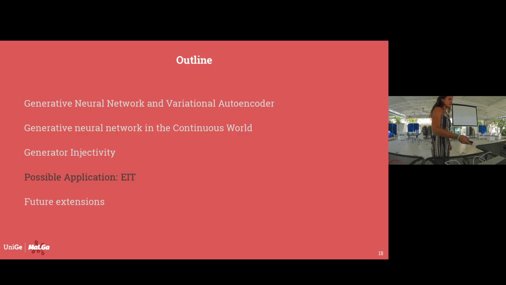So, now I show you a possible application, that is electrical impedance tomography. I'm sorry, but it's black, you don't see the outline of the talk.